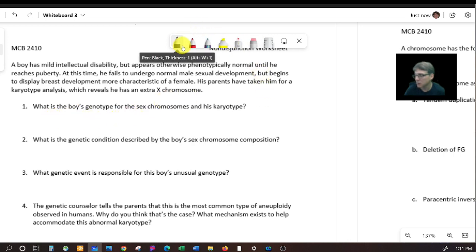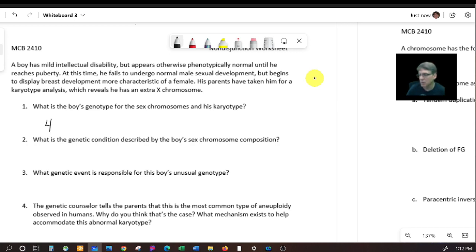So for this first problem, I want to look at a situation in which a child has an extra chromosome, and in this case, an X chromosome. Now, this child has mild intellectual disability and otherwise is phenotypically a normal boy until he reaches puberty, at which point he fails to develop normal sexual male development and begins to develop some breasts, which is characteristic of a female, and so his parents bring him for some genetic testing. And what they find is that the child has an extra X chromosome when they do karyotype analysis. So the first question is, what is this boy's genotype for the sex chromosome and his karyotype?